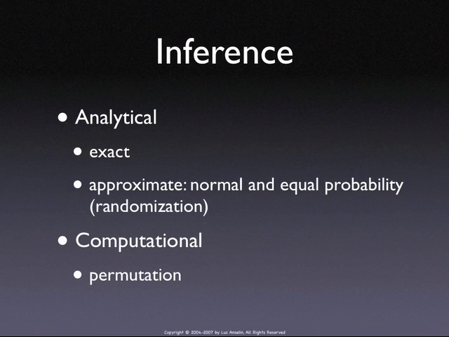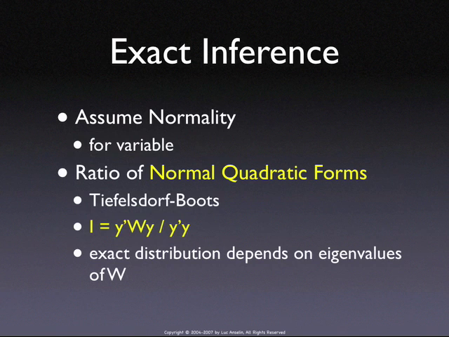The exact inference is this Tiefelsdorf-Boots paper. And you assume normality, and then basically what you need is the distribution of this thing. This is Moran's I in matrix notation: y'Wy over y'y. y'y is the sum of squares. Of course, these are all in deviations from the mean. And this is the sum of the cross products weighted by the elements of W.